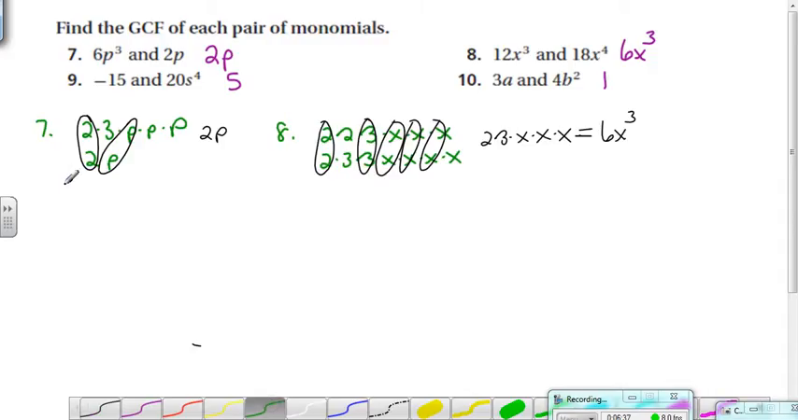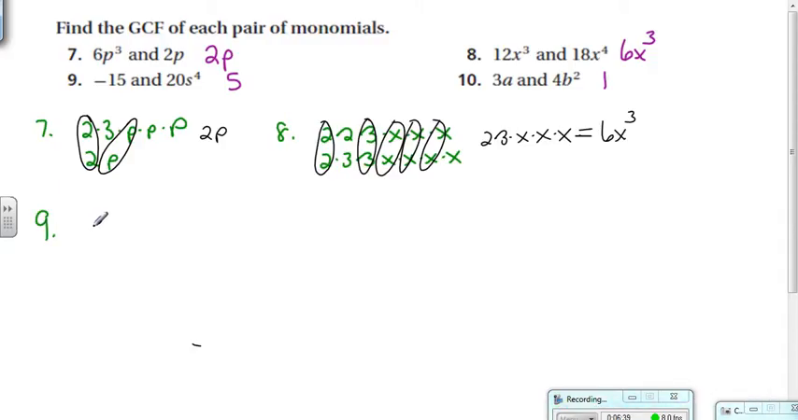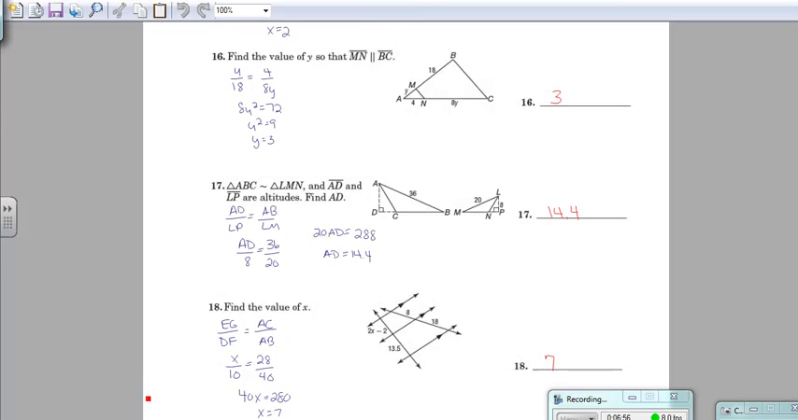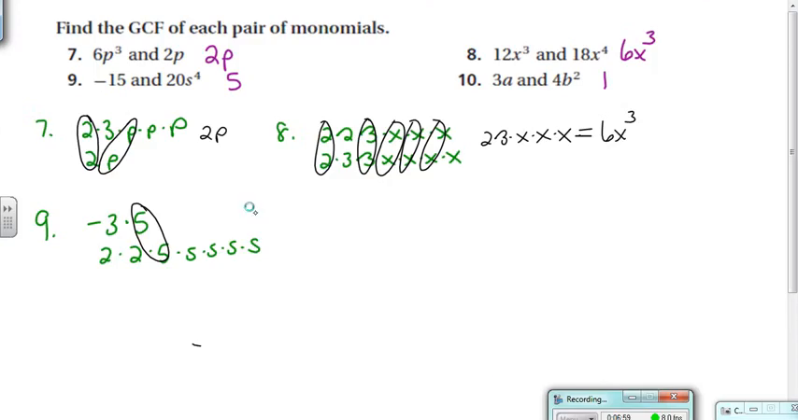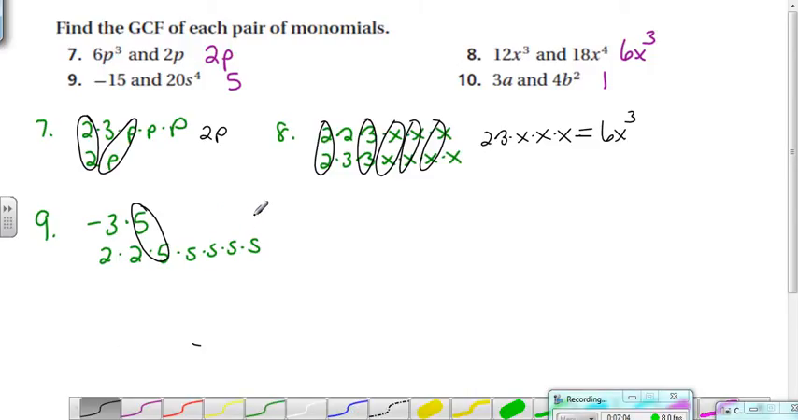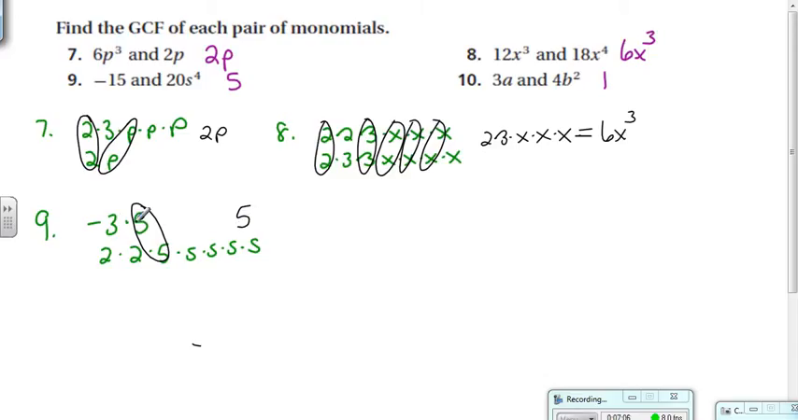For number 9, negative 15 can be negative 3 times 5. 20 is 4 times 5, but 4 is 2 times 2. So then what do they have in common? They have in common that pair of 5's, and that was it. So that's how I know my GCF is 5. Now see, somebody else could have put the negative on the 5, and then they could have had a negative down here and a negative on the 2. So that's why the negative doesn't matter when you're doing GCF.